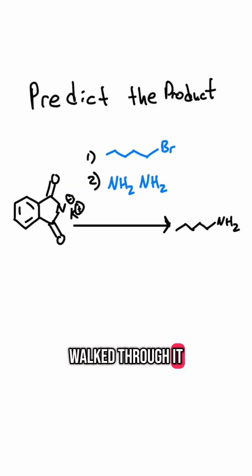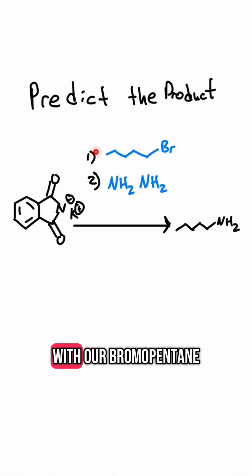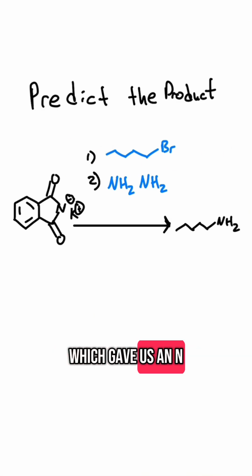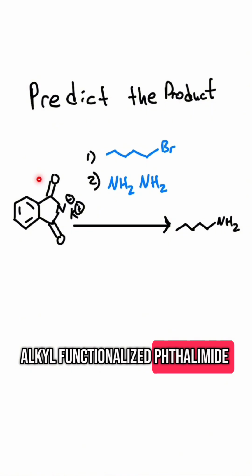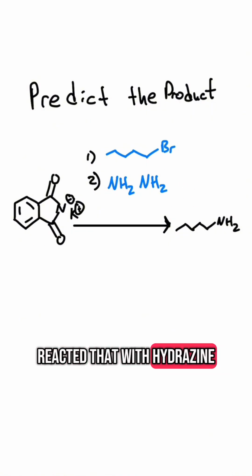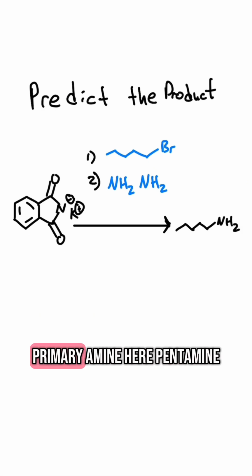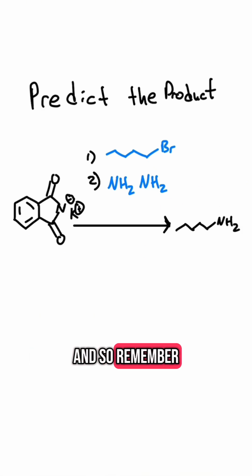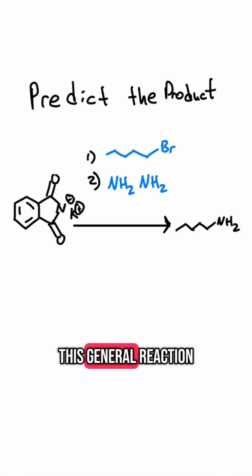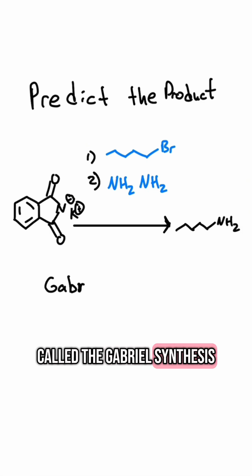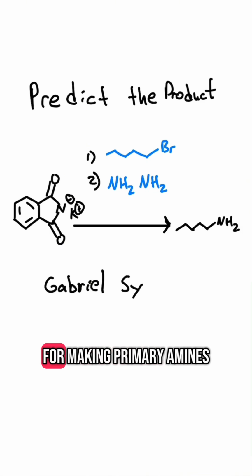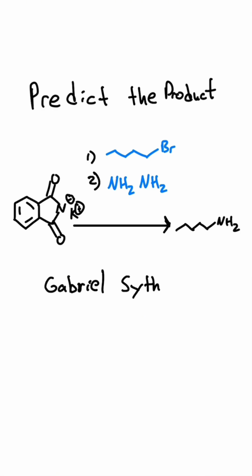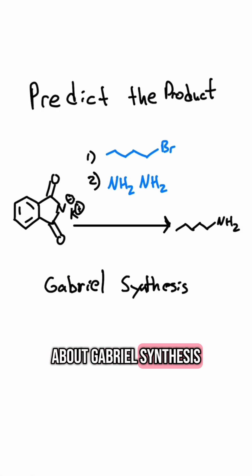Okay, so we just walked through it, and we'll go through it again as a quick recap. We started with potassium phthalimide, which we reacted with our bromopentane, which gave us an N-alkyl functionalized phthalimide, and then we reacted that with hydrazine, which yielded our final product, this primary amine here, pentylamine. Remember, this general reaction setup is a named reaction, called the Gabriel synthesis, and it is for making primary amines.